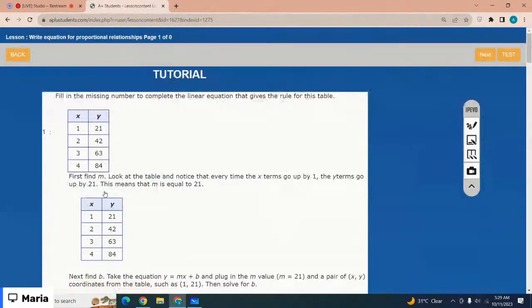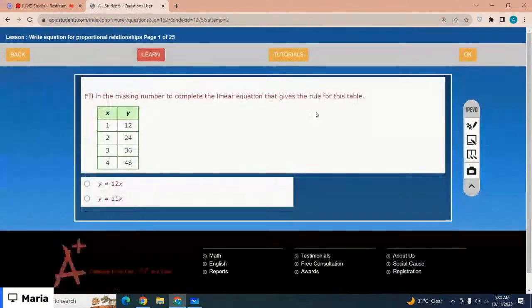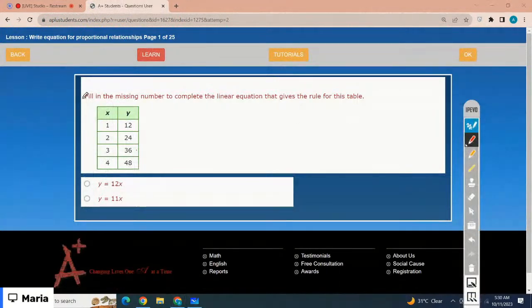Okay, so you are given the table, right? You have to write, see how do we write the equation from the table if we are given the table, right? Let's just start with the practice questions. Let me explain. Okay, here is the table, right? 12, 24. You have to write the equation in the form y equals mx plus b.